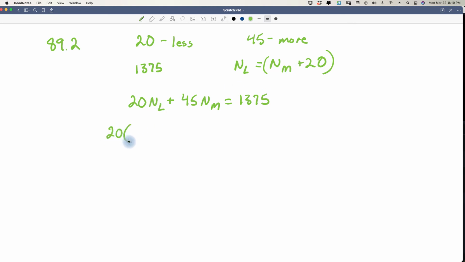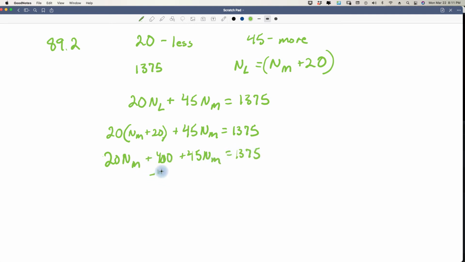We can substitute this binomial for the variable NL, since that's what it equals. So we can say 20 times NM plus 20, plus 45 NM equals 1375. Now we can go ahead and distribute, and that's going to be 20 times the number of more expensive dresses plus 400 plus 45 times the number of more expensive dresses equals 1375. All right, we're going to subtract 400 from both sides, and then we're going to combine these together. And that's going to be 65 of the more expensive dresses equals $975. So if we divided both sides by 65, we would find out that the number of more expensive dresses that were sold that day was 15.